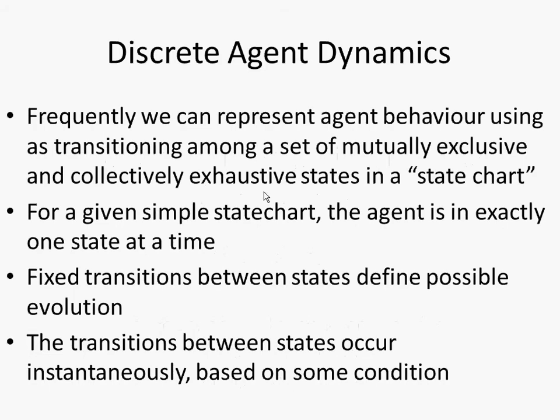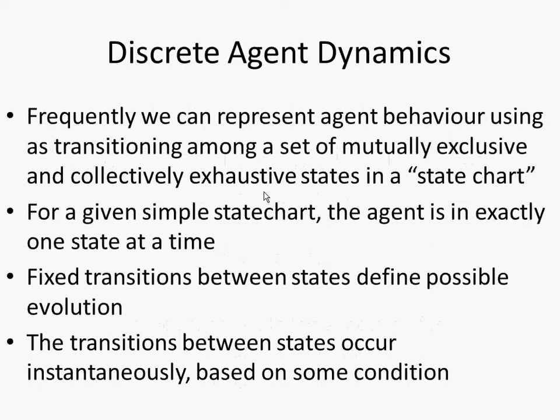The idea here is we're going to represent discrete agent dynamics, meaning we're going to represent agent behavior as transitioning among a set of mutually exclusive, collectively exhaustive states within a state chart. For a given simple state chart that we'll be looking at here, an agent's in exactly one state at a time. In general, we could have nested state charts, hierarchical state charts, which are described by my online material on YouTube if you want to check them out.